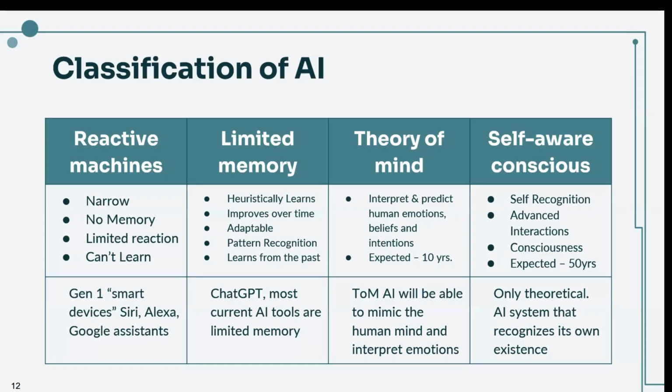Now, on the other side of that, they used to say about 50 years. I think they've brought that back. For the self-aware, conscious AI, they don't think it's going to be 50 years. When I wrote this slide deck about 7-8 months ago, they were expecting it to be about 50 years to reach self-aware. It's self-recognition. It realizes that it's its own consciousness. It's advanced interactions. And right now it's only theoretical, a machine that recognizes its own existence. So that is both exciting and terrifying.